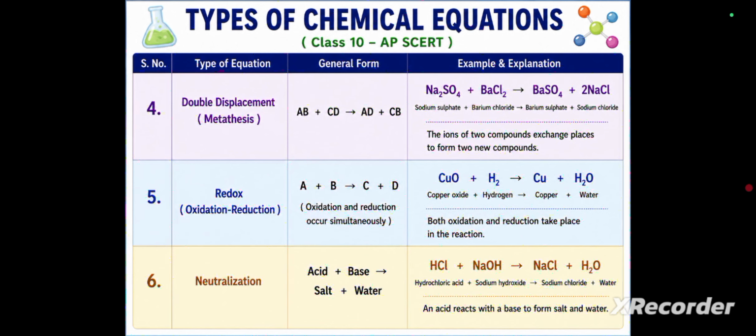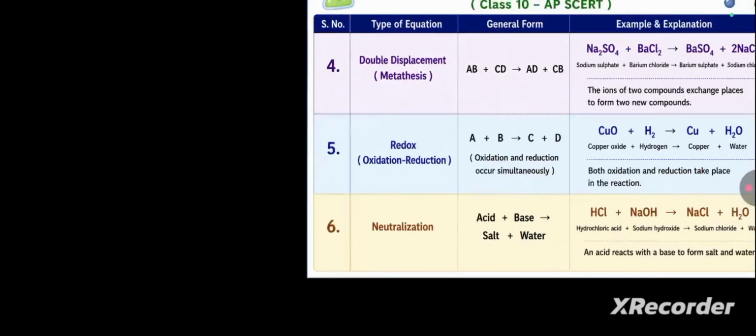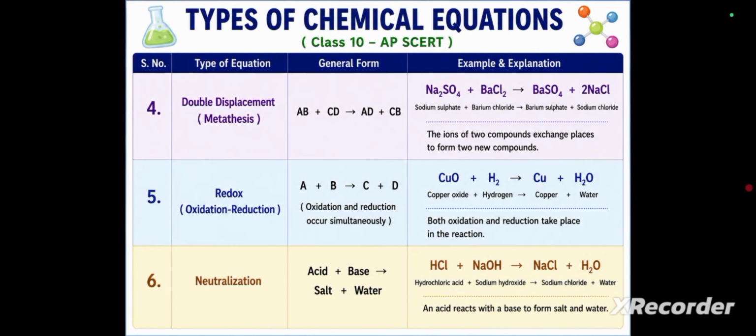So copper oxide loses oxygen and hydrogen gains oxygen. An easy way to remember: one loses, another gains. So Cu in CuO, copper oxide, loses oxygen and hydrogen gains oxygen. So this type of reaction is called an oxidation reaction, that means a reduction reaction. Next, the sixth one is neutralization reactions.